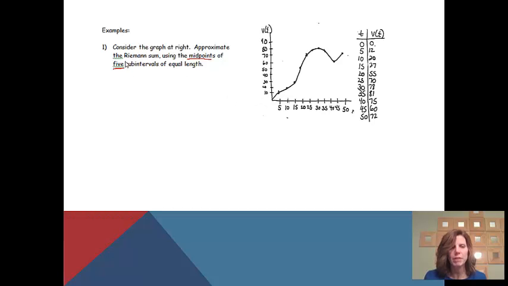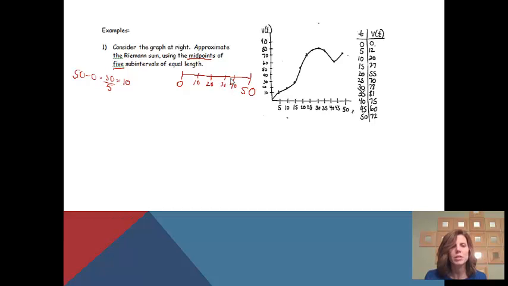First of all, 5 subintervals means that I need 5 rectangles. And this is how I will always start a Riemann sum problem. So I want to know the width of each rectangle, and this is the easiest way to do that. I need to get from 0 to 50. And if I have 5 subintervals, the distance between those two, 50 minus 0, would be 50. And I need to break it up into 5 intervals, so the width of each interval is going to be 10.